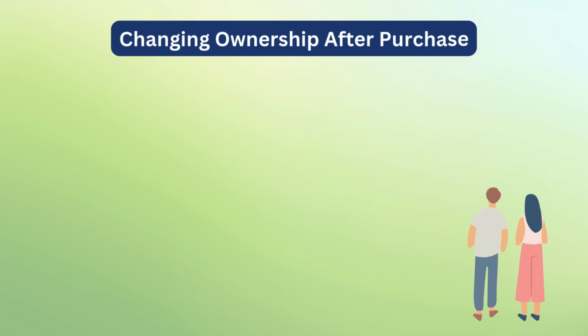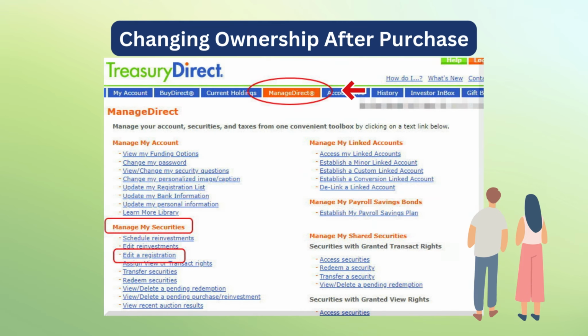Changing ownership after purchases. Ownership changes can be made through the Manage Direct tab. When you open the Manage Direct tab, you'll see a variety of menu options that allow you to make different updates. To change ownership details, click Edit Registration and then Manage My Securities.